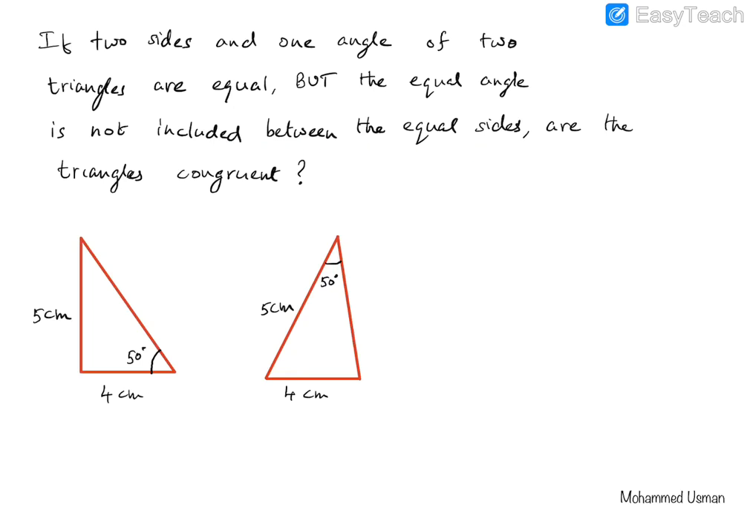In this case, can we say that the two triangles are congruent? If we try to fit these triangles one on top of the other, they will not cover each other. So we say that this is not going to be congruent. So the answer to whether the two triangles are congruent when two sides are equal and one angle is equal, but the angle is not included between the equal sides, is that in that case, the triangles are not congruent.